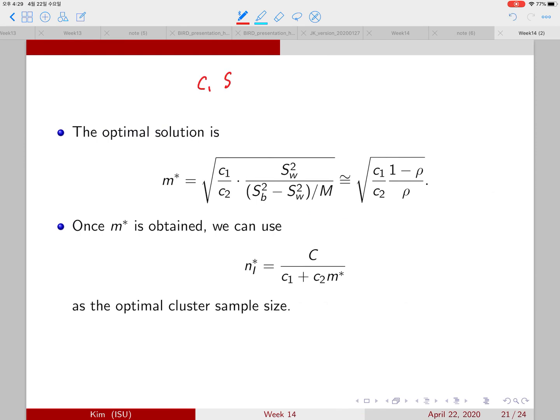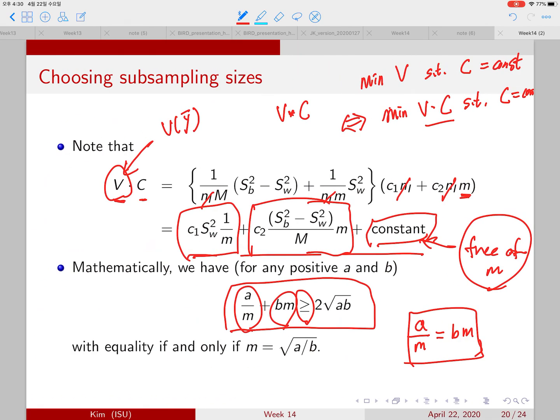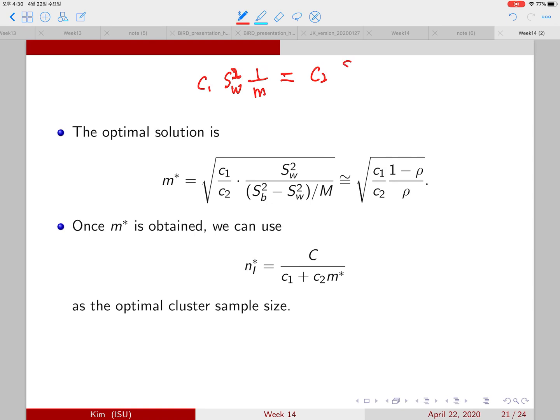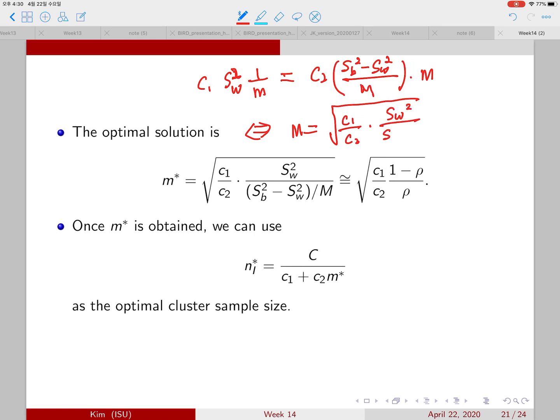So C1 S within squared over 1 over M equals C2 times S_B squared minus S within squared divided by M, times M. Okay, so we create this. Then it's the same as saying that M equals C1 over C2 times S within squared divided by S_B squared minus S within squared divided by M. Something like that. Okay, so that's what we have here.